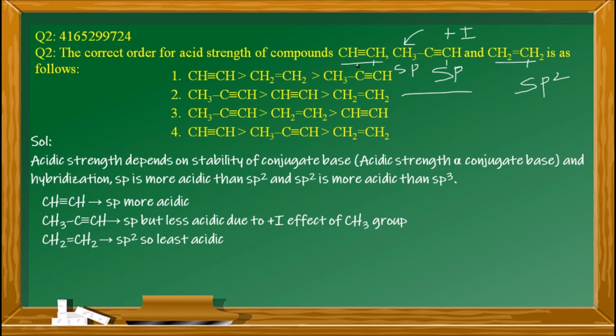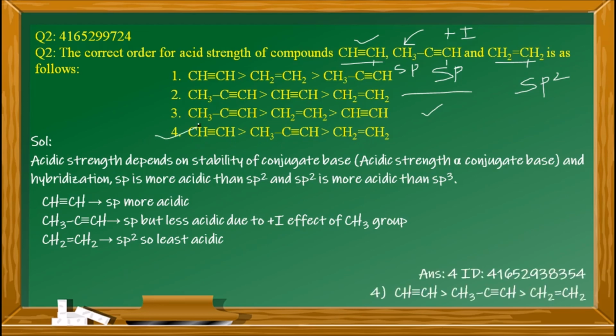That means the most acidic compound is acetylene, followed by methyl acetylene or propyne, and then ethylene. That means acetylene is the most acidic. What is the first option? Acetylene is here, and methyl acetylene and ethylene. So option number 4 is the correct option friends. Acetylene followed by propyne followed by ethylene is the correct option friends.